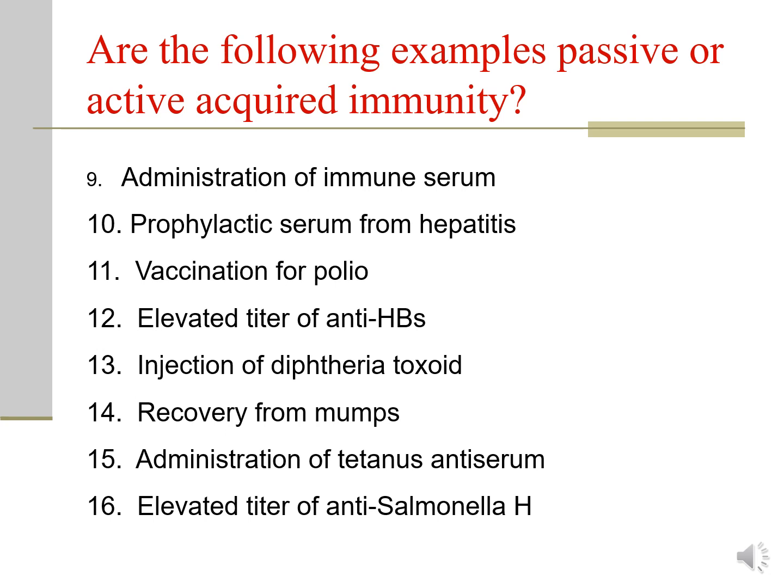If you've had an injection of diphtheria toxoid, that is going to be active. Toxoid is a vaccine. A toxin or an antitoxin is passive. Recovery from the mumps is active acquired immunity. Administration of the tetanus anti-serum, again, you've been given the antibody. That's a passive type of acquired immunity. And then finally, an elevated titer of anti-salmonella H. That means you're making antibodies to salmonella because you had the disease. That is active acquired immunity. So, good job.